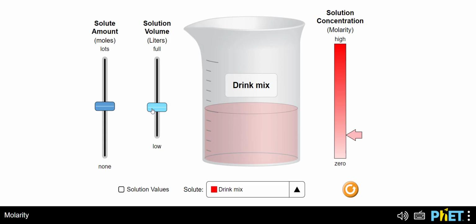And going in the other direction, if I leave the solute the same but decrease the volume, I'm making it more concentrated by having the same amount of stuff in a smaller volume of solution, and that increases the concentration. Or if I leave the volume the same but start adding more solute, the concentration will go up. The volume and the amount of solute are both directly related to the concentration.